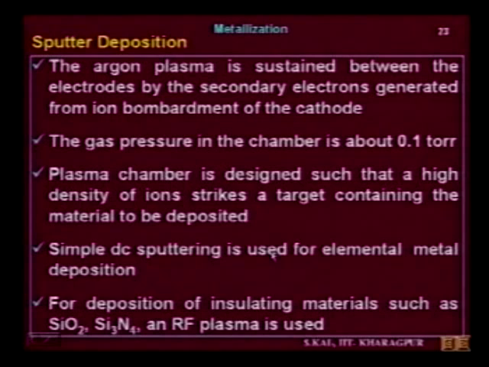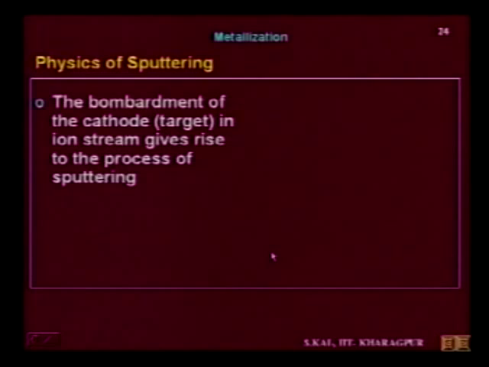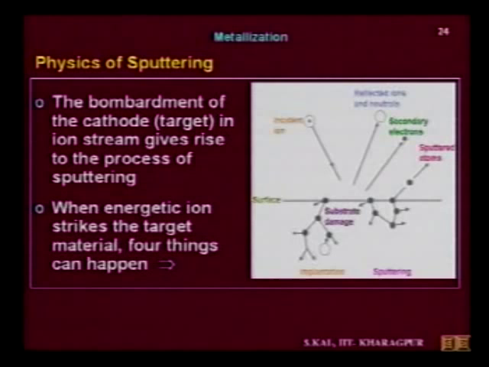Now I will discuss the physics of sputtering. In the figure, four actions are shown when an incident ion hits the surface of the target. The bombardment of the cathode, meaning the target, by an ion stream gives rise to the process of sputtering. And when an energetic ion strikes the target material, four things can happen.